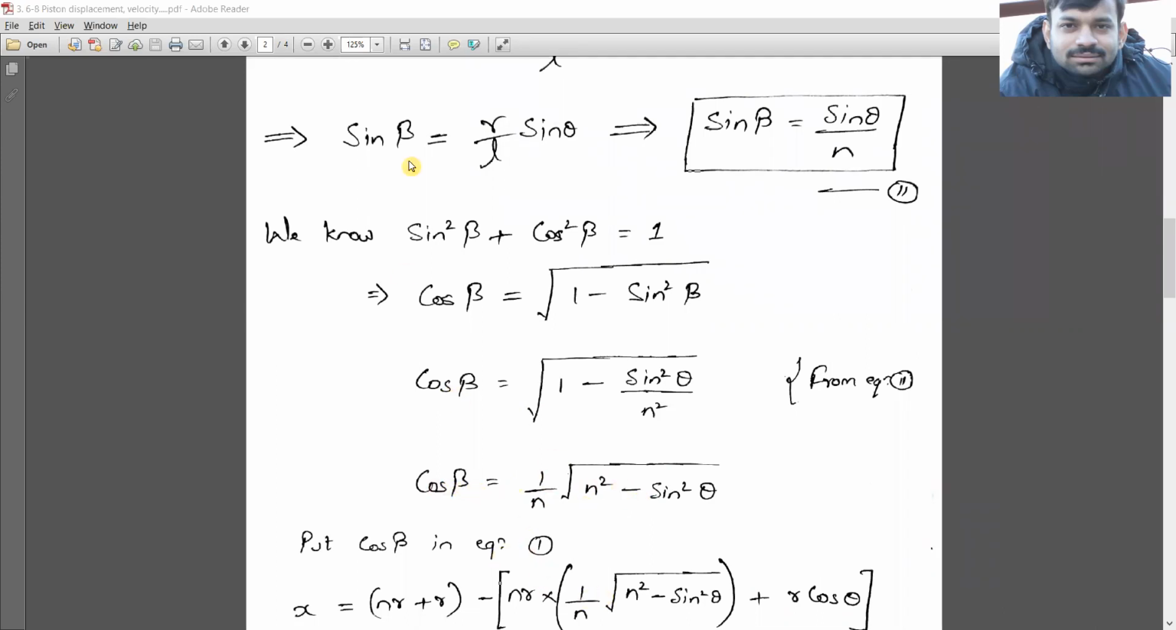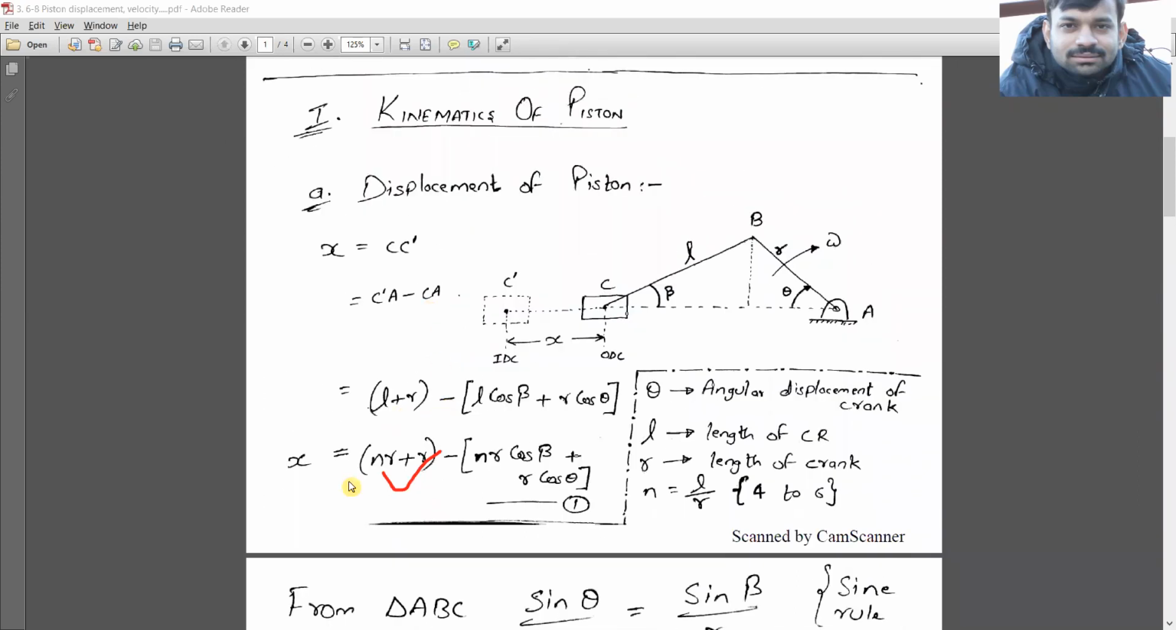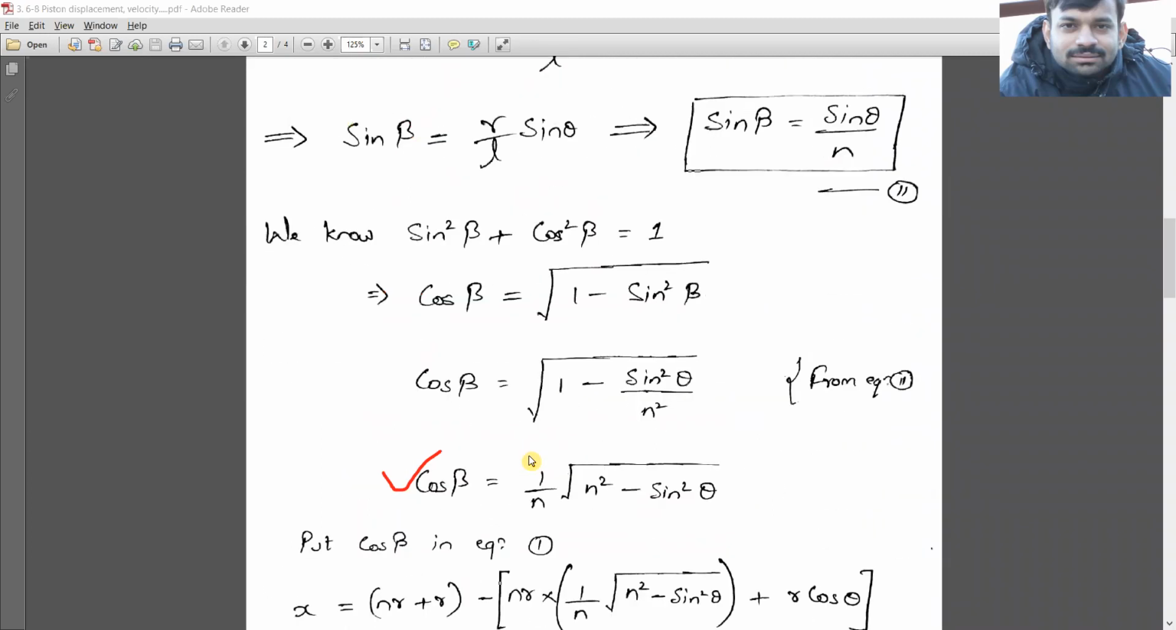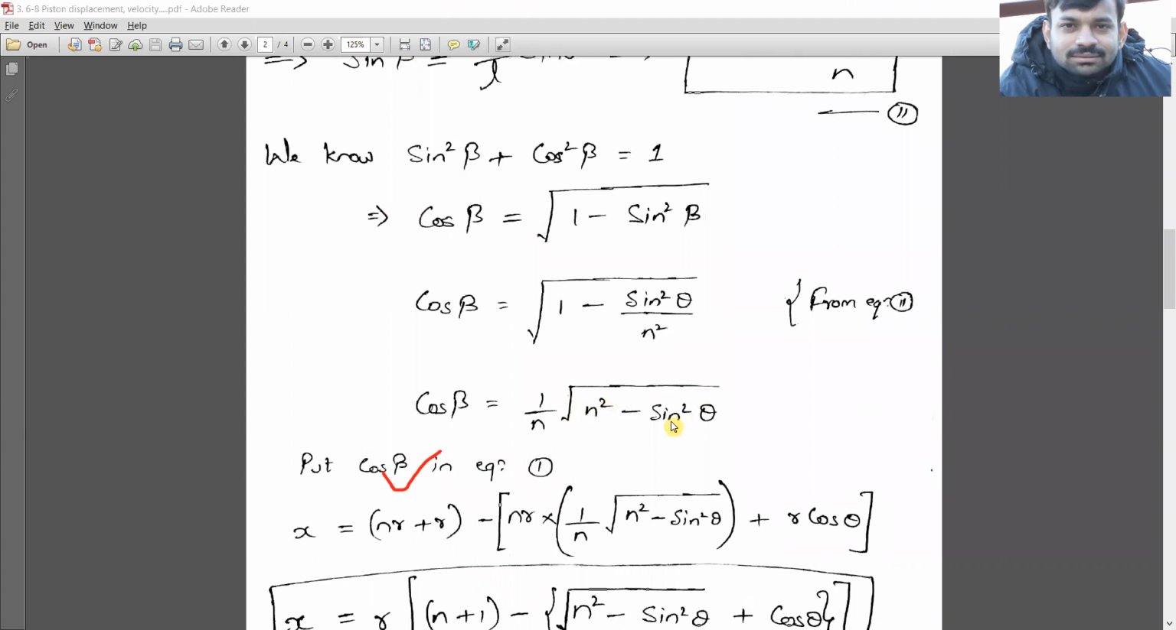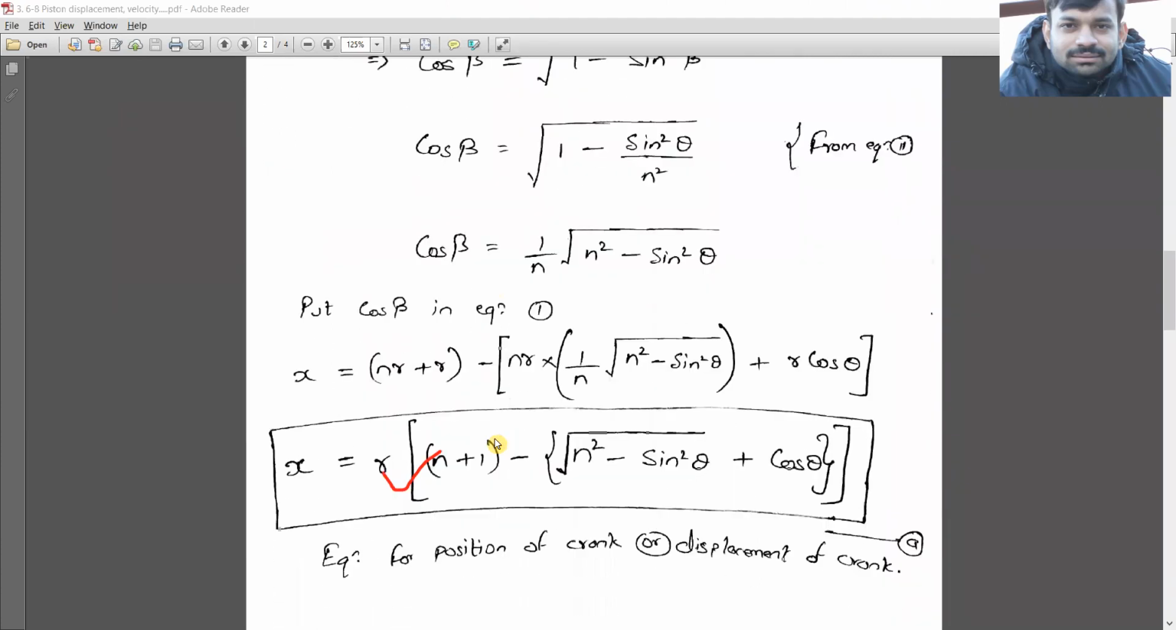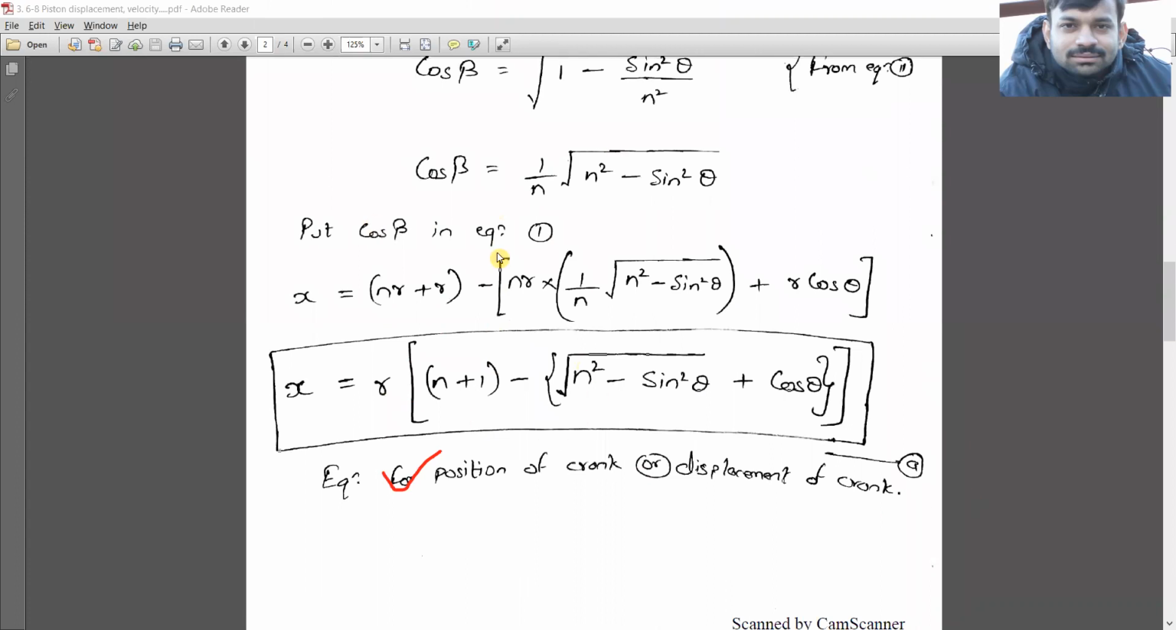Now we will be using this value of cos beta and put it in equation number 1. What was equation number 1? This is equation number 1. So we'll be replacing this cos beta by 1 upon n under root of n square minus sine square theta. When you write the equation and rearrange it, it becomes displacement x is equal to R, n plus 1 within the brackets, under root of n square minus sine square theta plus cos theta.